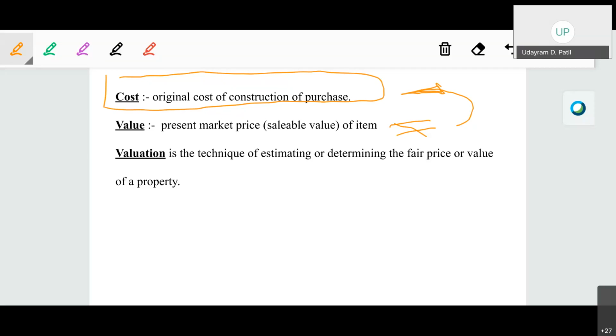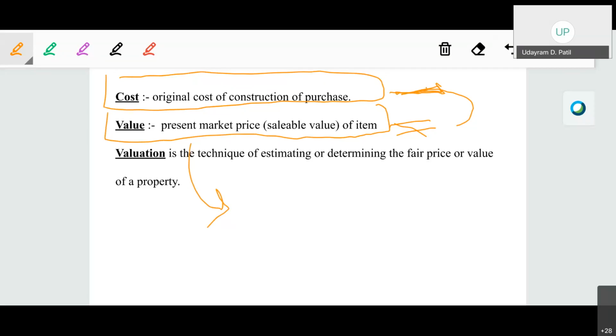Whereas if I am going to sell that particular building to another buyer, whatever amount that buyer is going to give me is known as the value of that building. Now, the difference between cost and value: is the value higher or lower than the cost?